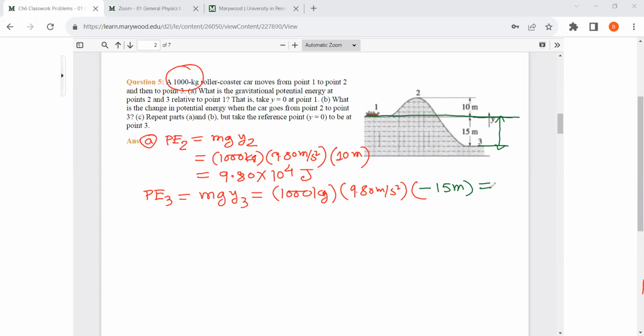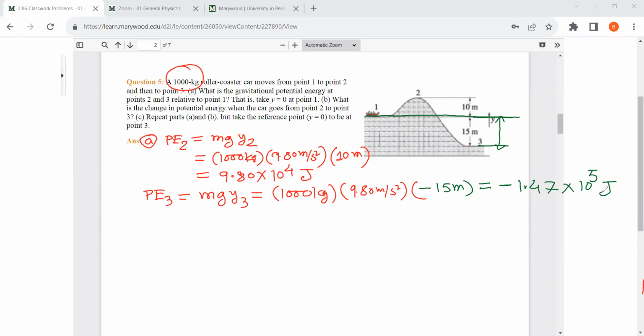Okay, so the potential energy at this point is negative, and then if you plug these values in your calculator, it should give you something like minus 2.45. No, sorry, I got minus 1.47 times 10 to the power 5 joule.